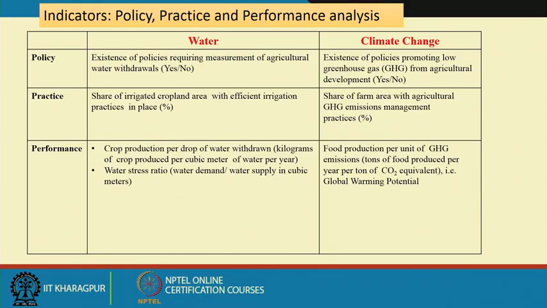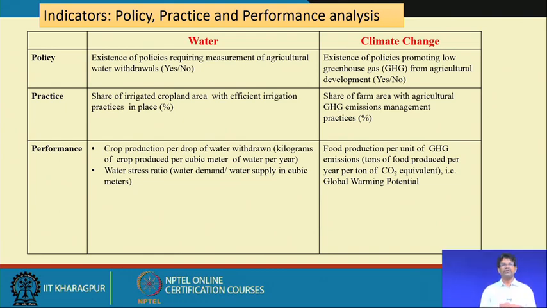Then we can go for the performance evaluation. If we have the policy, and then there is a practice of economic or efficient use of water, we can go for the performance evaluation of water use. That means the water productivity or water use efficiency and water stress ratio. Water productivity means the amount of crop per unit amount of water, which can be calculated, and also the water stress ratio, water demand and water supply. So, you can compare region to region, and the performance evaluation can be done.